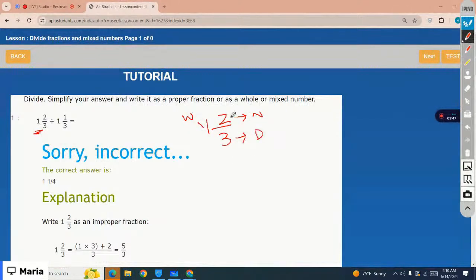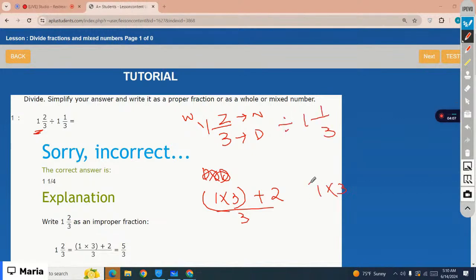How do we solve? You have to multiply the whole number and the denominator, and you need to add the numerator. Same thing with the other fraction. Multiply the whole number times the denominator, 1 times 3, add the numerator. 3 times 1 is 3 and 2, 5 over 3. 3 times 1 is 3 and 1, 4 over 3.